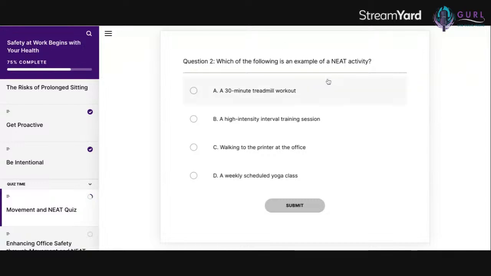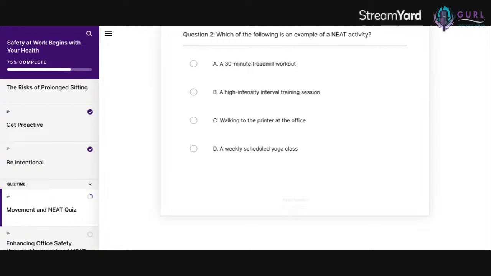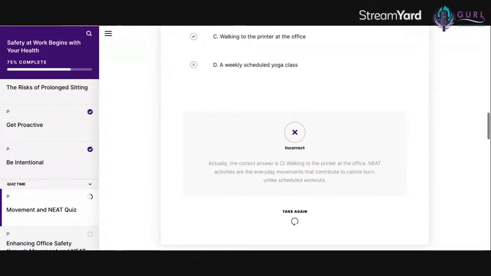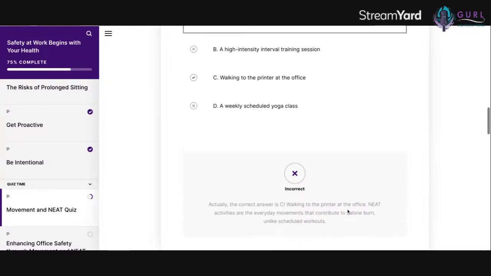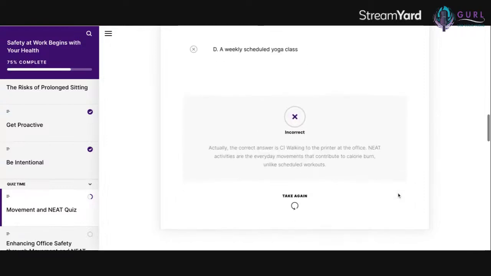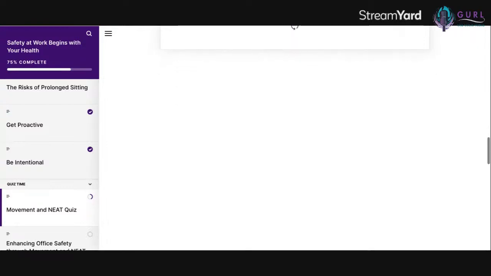Okay, the correct answer is A. Wait, no, it's not, right? It's not. But again, I wanted to show you an incorrect answer so that you can see the feedback loop. Incorrect. Actually, the correct answer is C, walking to the printer at the office. NEAT activities are the everyday movements that contribute to calorie burn, unlike scheduled workouts. And the treadmill workout is going to be scheduled whether you just walk into the gym or not.